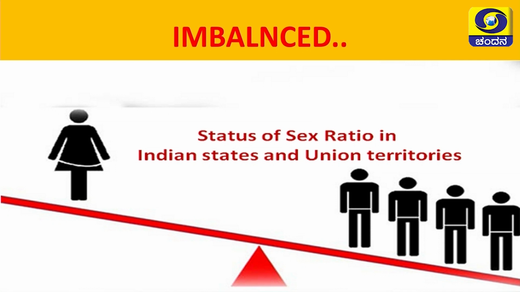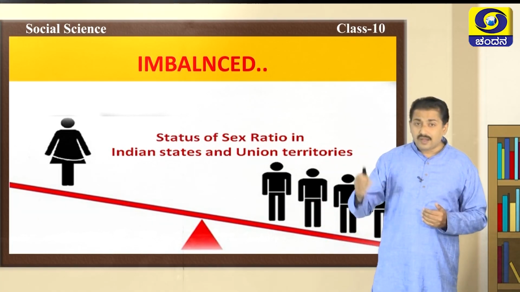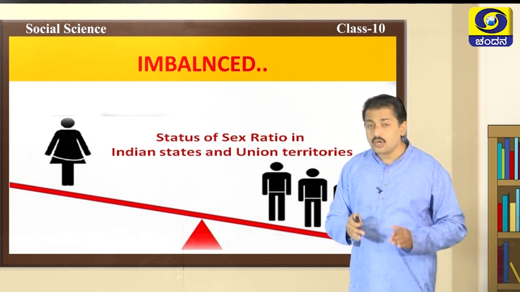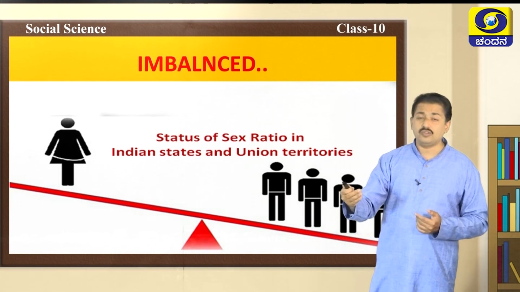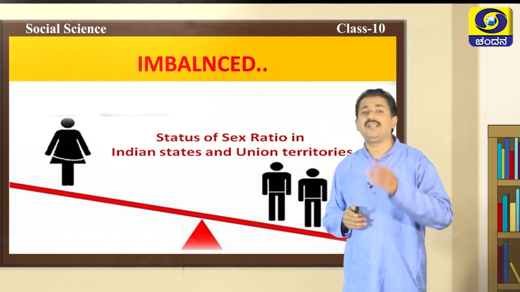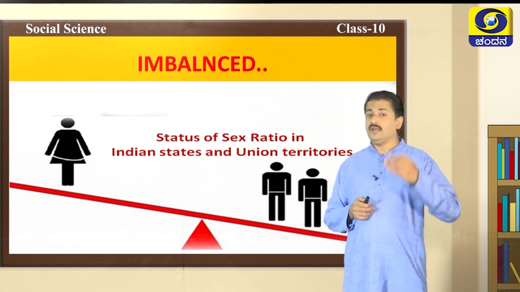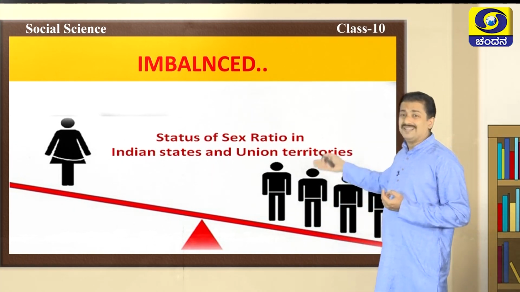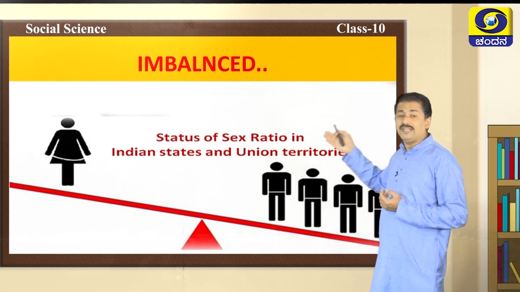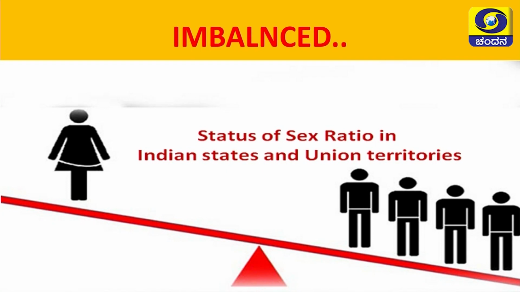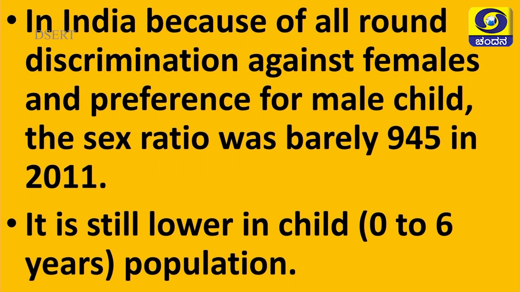This is really shocking. In some of the states like Bihar, Uttar Pradesh, Punjab, Haryana, the sex ratio, if you observe, for every 1000 men is below 800, below 750. So, this is shocking. In this picture, I am showing you the status of sex ratio in Indian states and union territories. For every 1000 there are less than 850 or 800 women. This needs to be tackled.